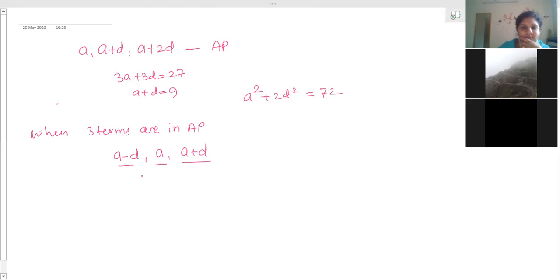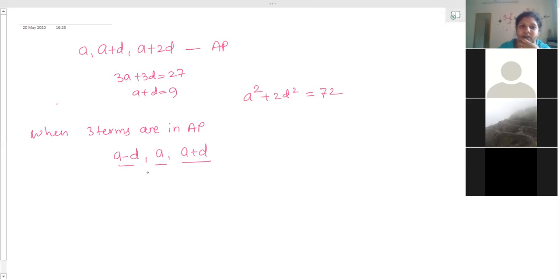Is this clear? Yes, ma'am. Why have we done that? Because most of the time, and in all the questions actually, the sum of the AP is given. So when you add them, what will happen? The D variable will go. By only knowing the sum, you will get the value of A directly. At least one value, A, you will get. So for our simplification, we have to consider this. Is this clear?